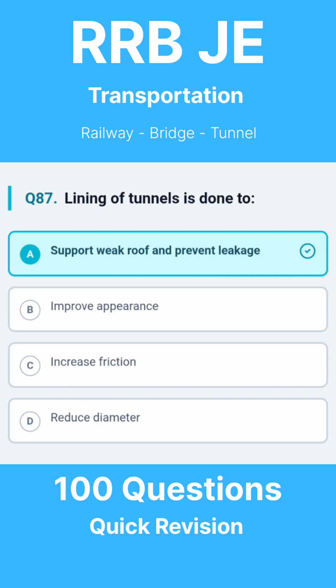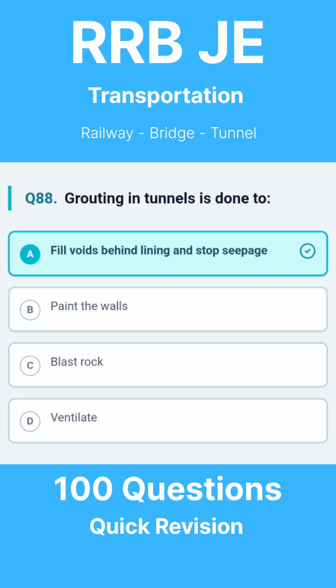Question 87. Lining of tunnels is done to? The correct answer is support weak roof and prevent leakage. Question 88. Grouting in tunnels is done to? The correct answer is fill voids behind lining and stop seepage.